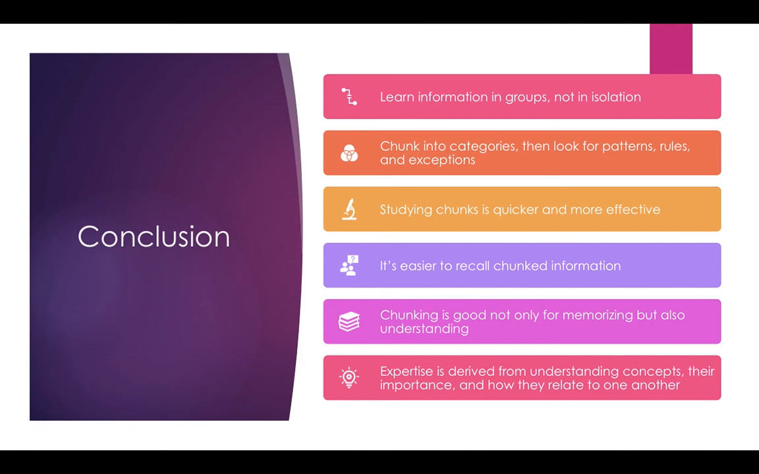So when you're studying the information, study holistically. Don't just study in isolation. Don't study single things. Study holistically. Bring it all together. Bring them into categories. See how they relate. And you will not only remember the information better, but you're going to understand it a lot better too.